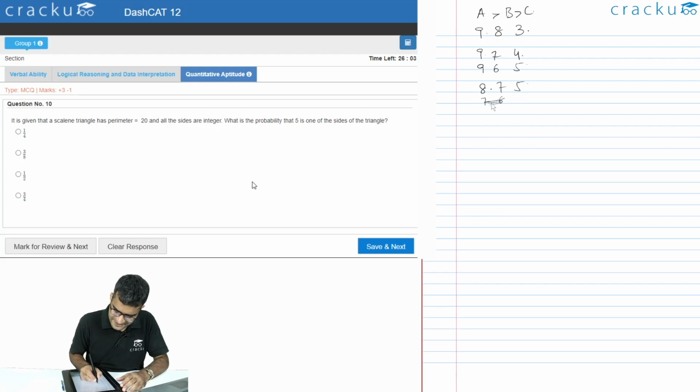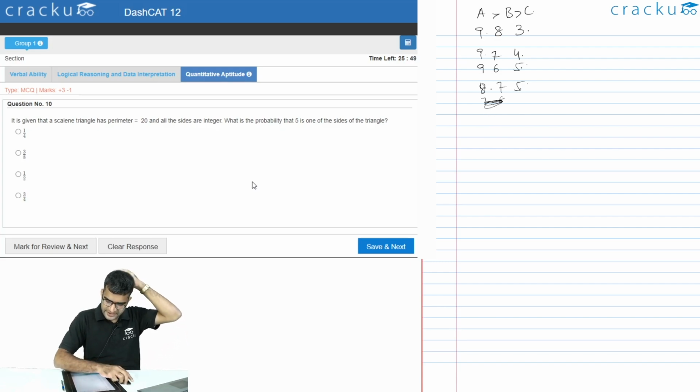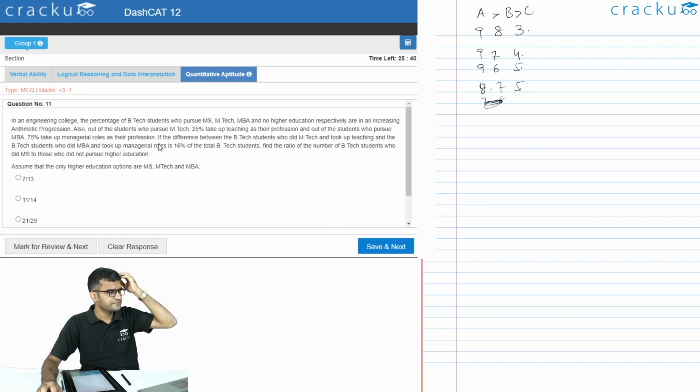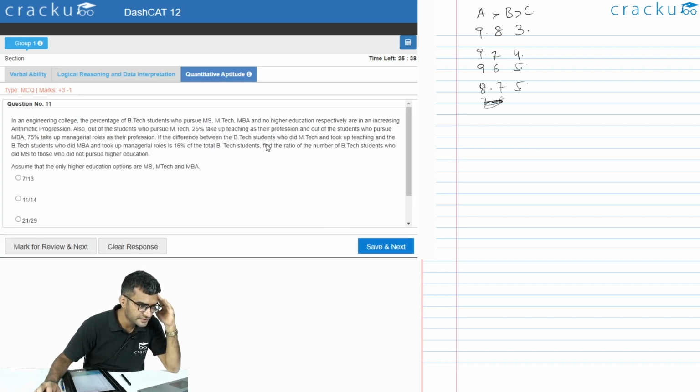That's it? Really? Are there only 4 triangles? 9, 8, and 3. 9, 7, and 4. 9, 6, and 5. And 8, 7, and 5. It can't be 8, 6, 6. Then it has to be half, right? What is the probability? Half. Right? Yeah, seems like it. Yeah, this seems to be a painful question.